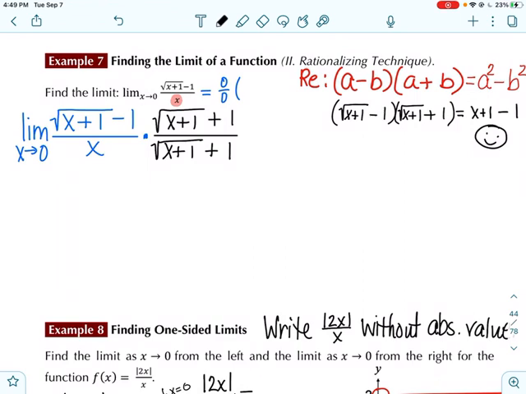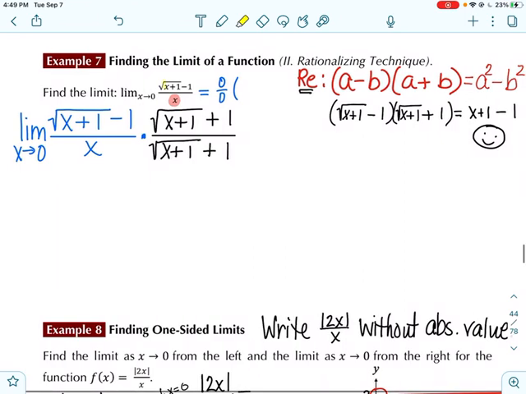So in this section, I want you to focus back. Remember the a squared minus b squared form, a minus b, a plus b. If you look at the numerator of this limit, notice that when we put in 0, we have 0 over 0. So we have the limit as x approaches 0 of the square root of x plus 1 minus 1, all over x, which is indeterminate.